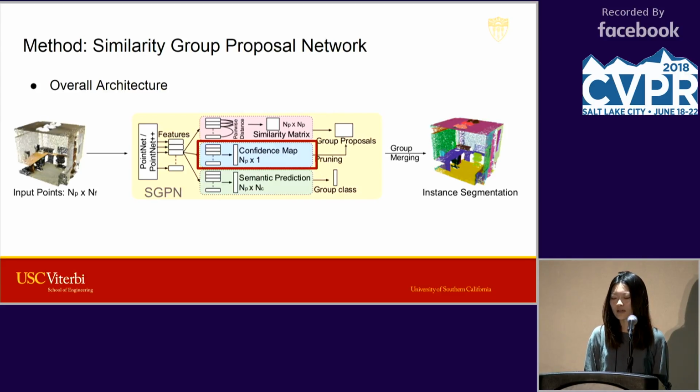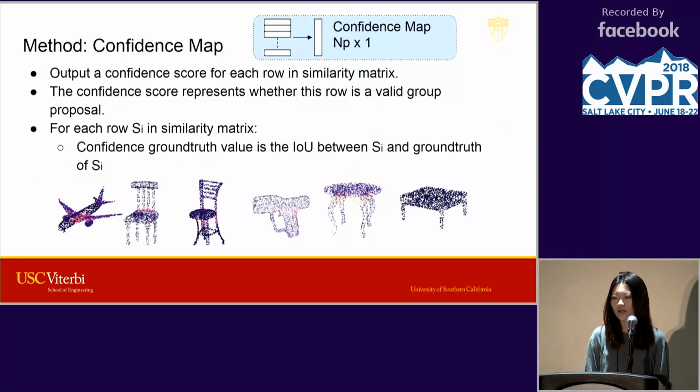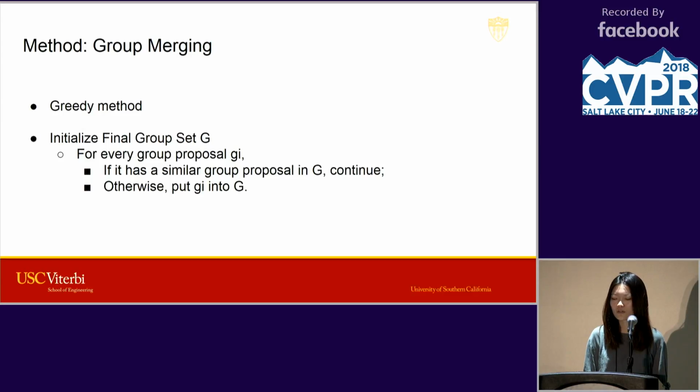And there are a lot of group proposals, so we want to prune them. So we further predict this confidence map. For the confidence map, the ground truth is the IOU between S_i and the ground truth of S_i, where S is the similarity matrix. In the visualization, the lighter color means lower confidence, so it is mainly the connection part. And we further do this group merging post-processing to further prune the result and get the final group predictions.